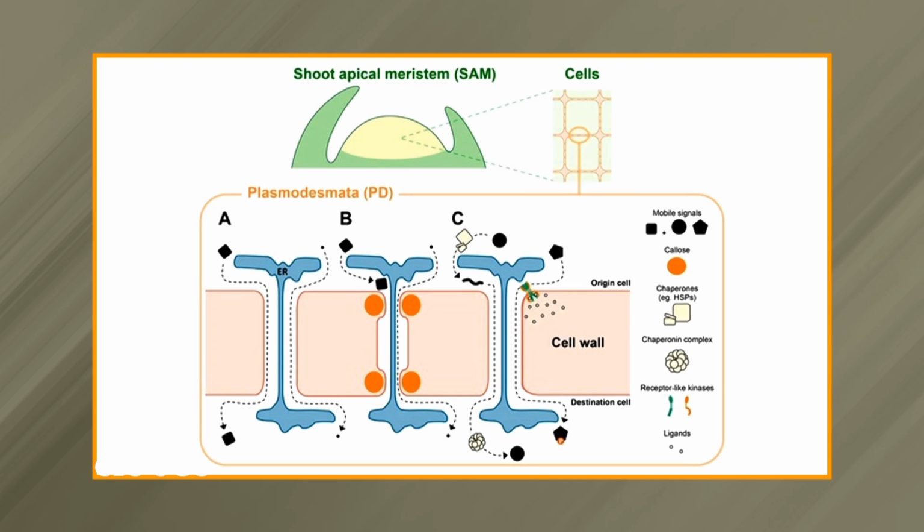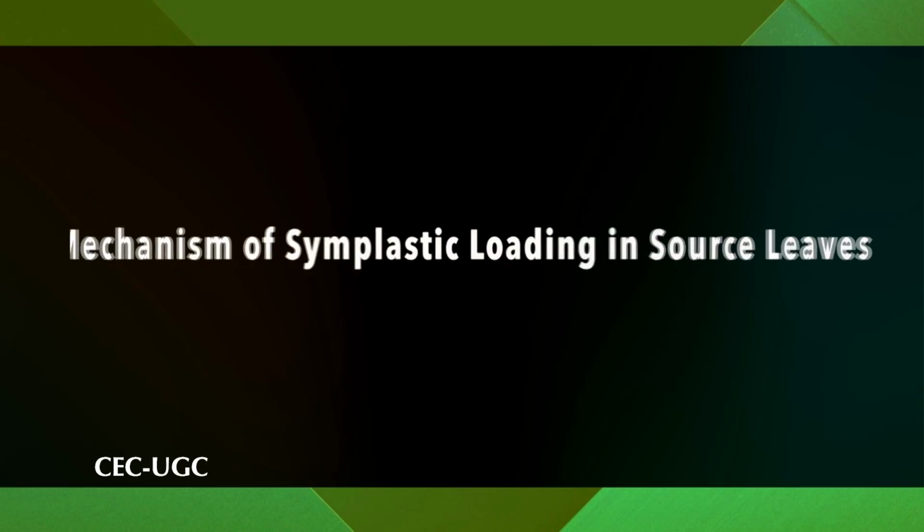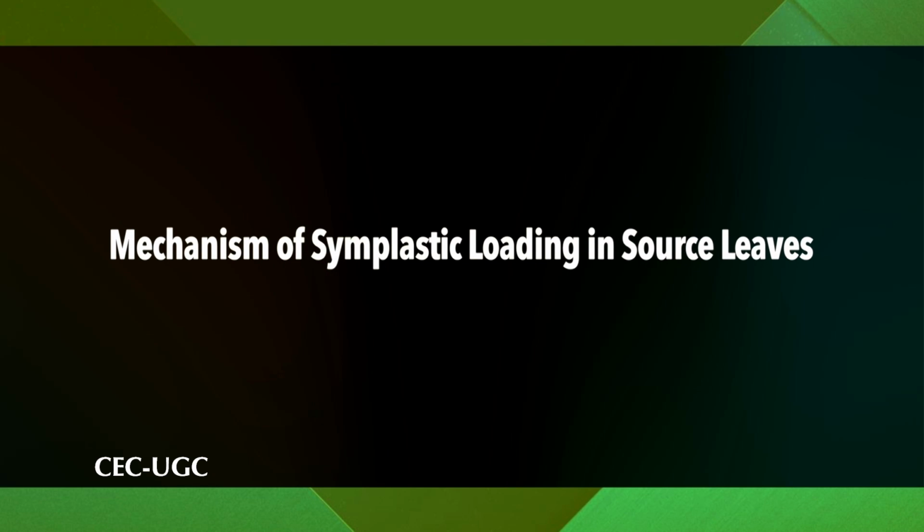Symplastic loading of sugars is possible only in the presence of open plasmodesmata between different cells in source tissues. Numerous plasmodesmata are found in these species between the sieve element companion cell complex and the surrounding cells. Now let's see the mechanism of symplastic loading in source leaves.